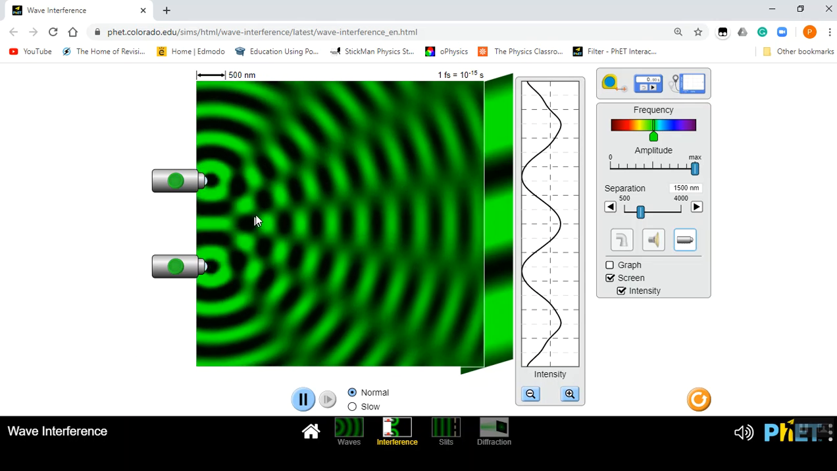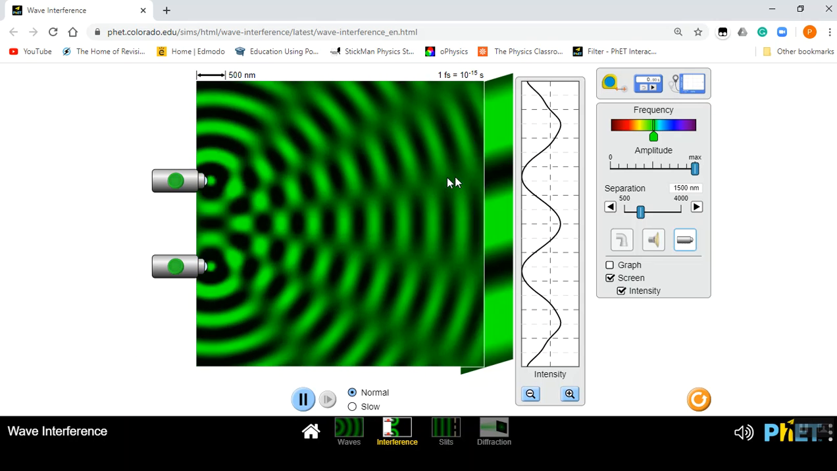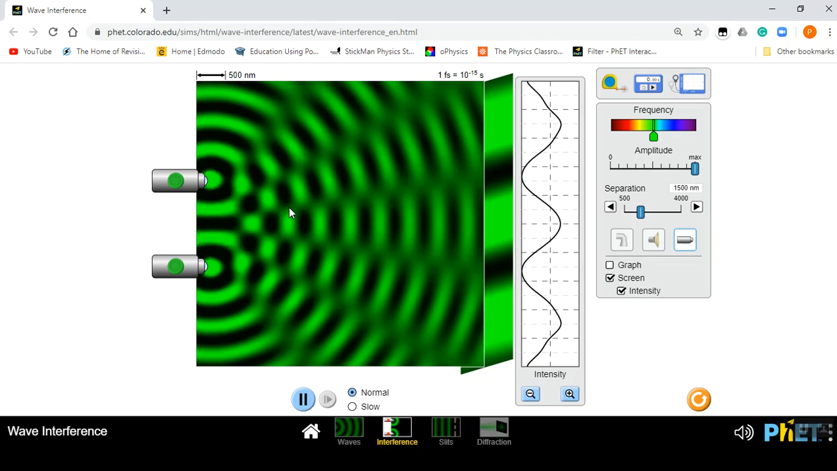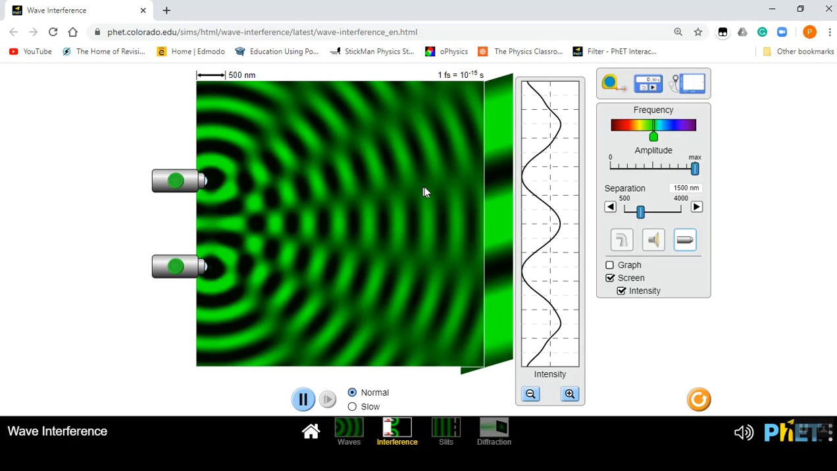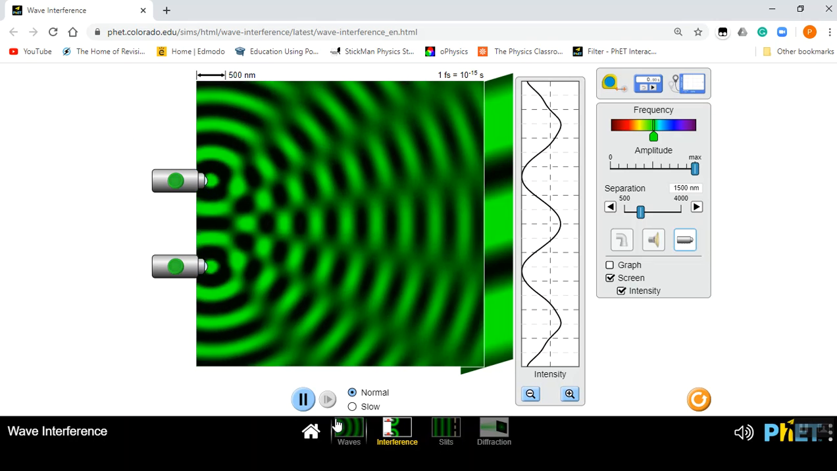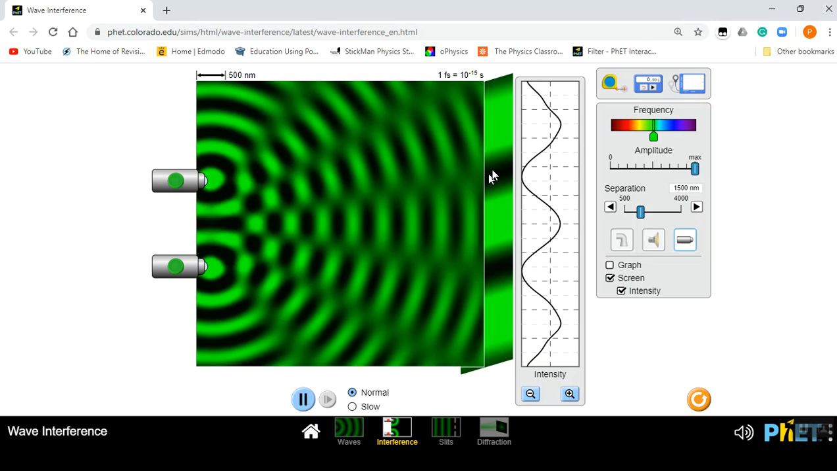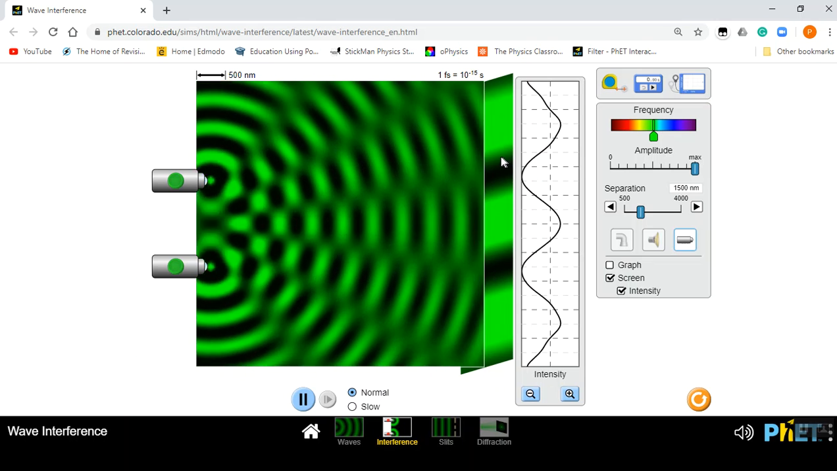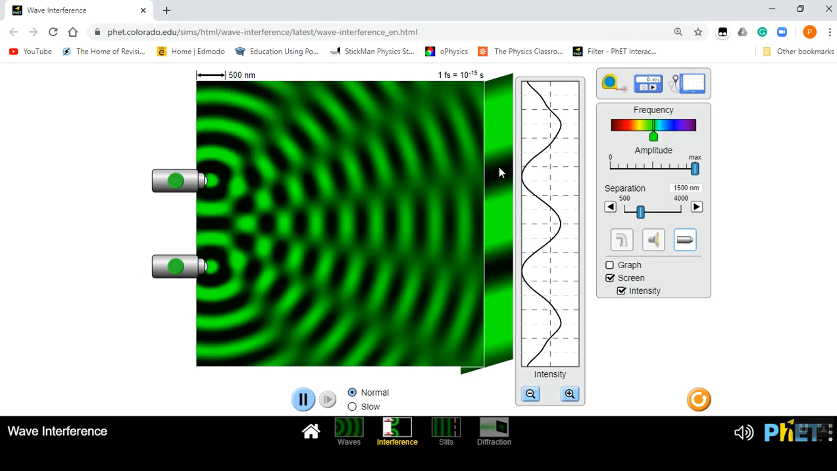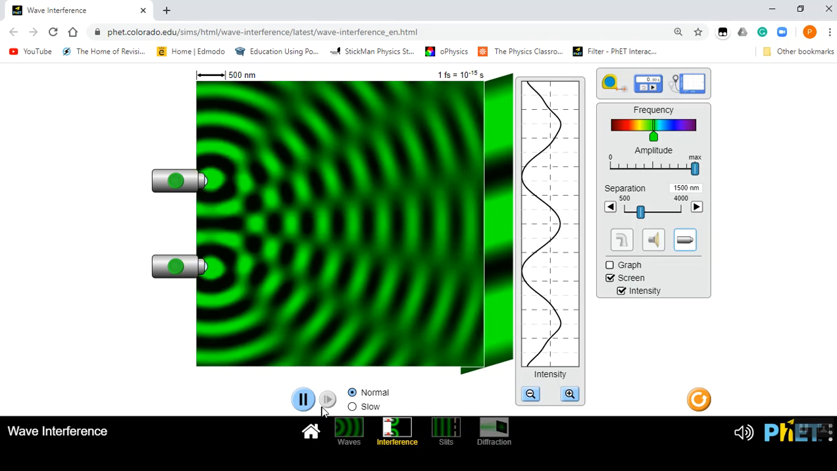But then we see these lines over here where there's no movement. That is where a crest meets a trough or a trough meets a crest, and we have what we call destructive interference. We can see that with the color. So two lights are shining and it produces darkness amongst other strips.